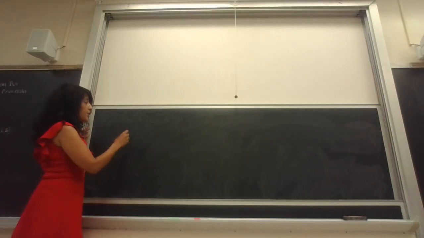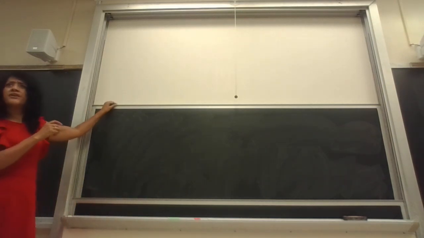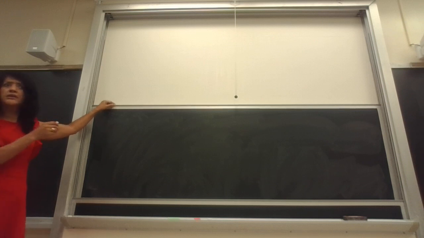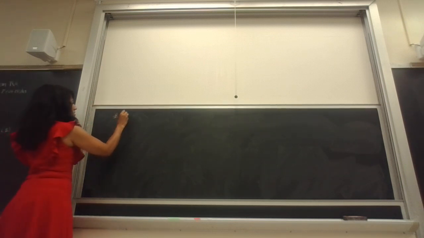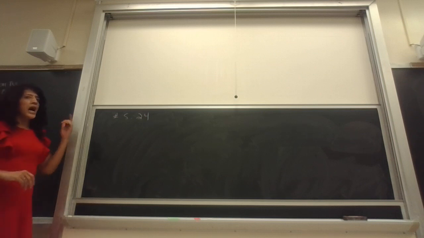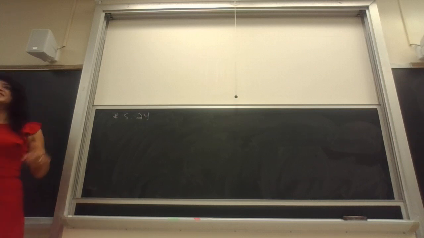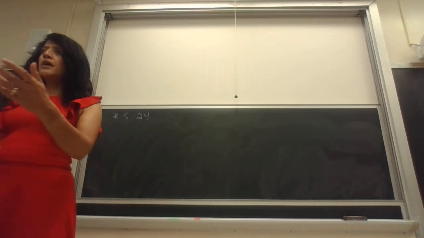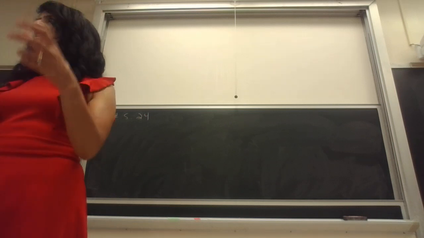So the end of the problem, so this was number 5 point what? Okay, number 5.24 from your book. How do you find the objective function? It'll say something like the objective is, they're kind of leading you.